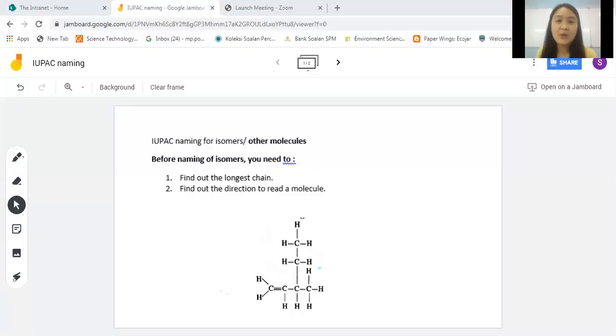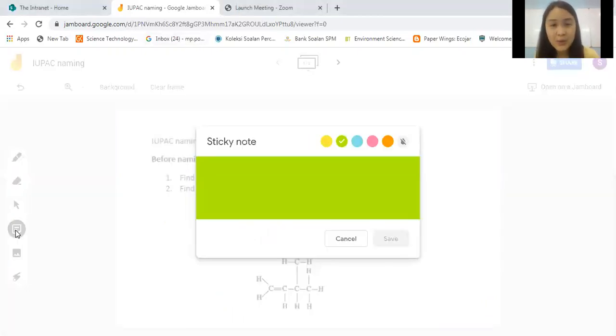Whenever you are asked to name an organic molecule, always remember you need to first analyze the molecule before you move on to the specific naming. When I talk about analyze, what I mean is that you have to first figure out which is the longest chain of that molecule and decide which is the direction that you need to read the molecule. Some of you might have a question: what do you mean by longest chain?